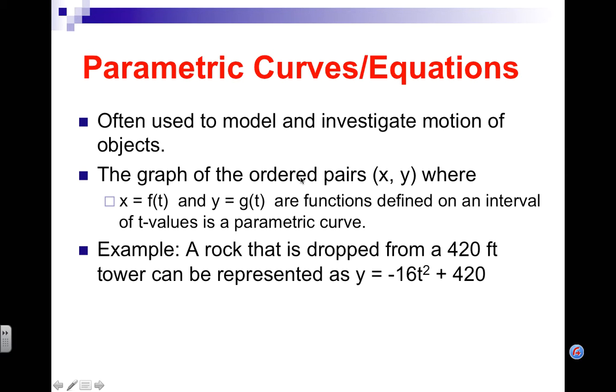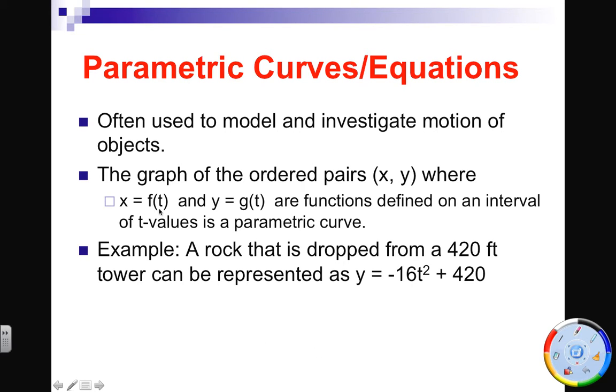All right, so if I was to give you this problem here, a rock dropped from a 420-foot tower can be represented as the function y equals negative 16t squared plus 420. Now, if you were to graph this particular function, you would get something along the line of this, where my y-intercept is 420, and negative 16t squared tells me it's a parabola moving downwards.